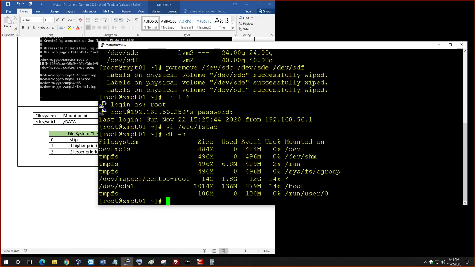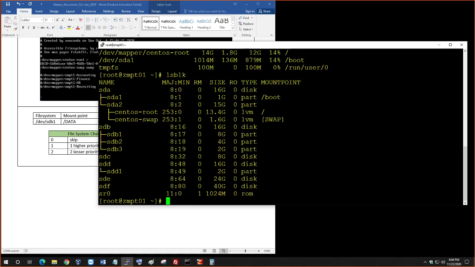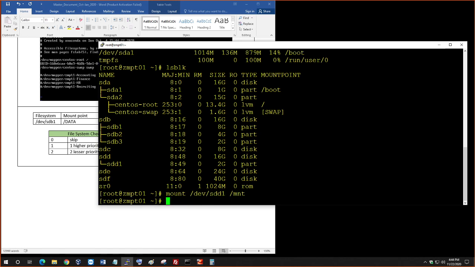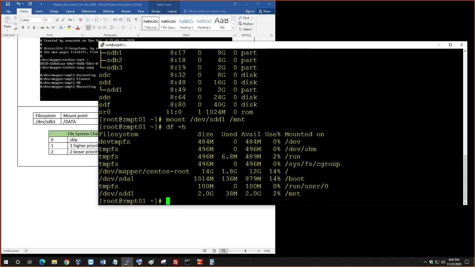df -h or lsblk. Okay, this file system is still there, right? sdd. So what I'm going to do is mount /dev/sdd1 to /mnt. df -h shows it is mounted. What I'm going to do is make an entry into fstab here, okay?